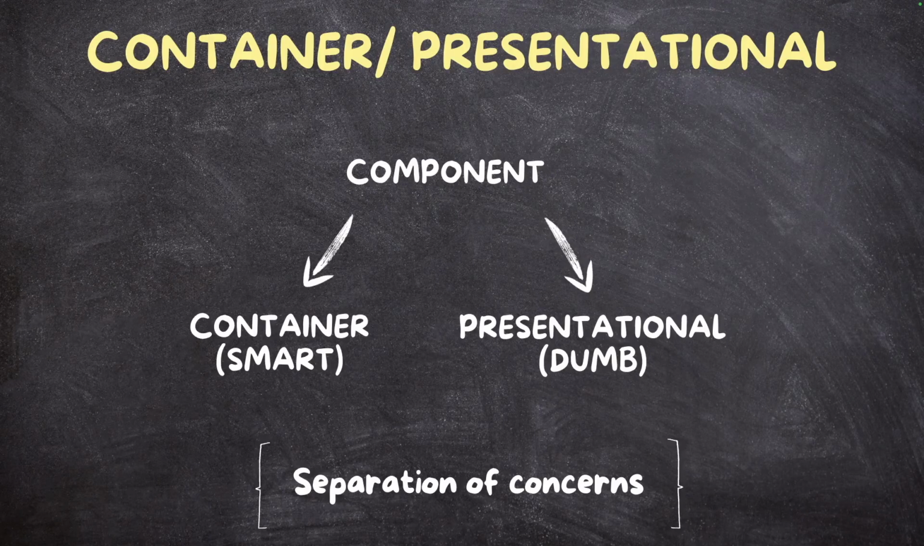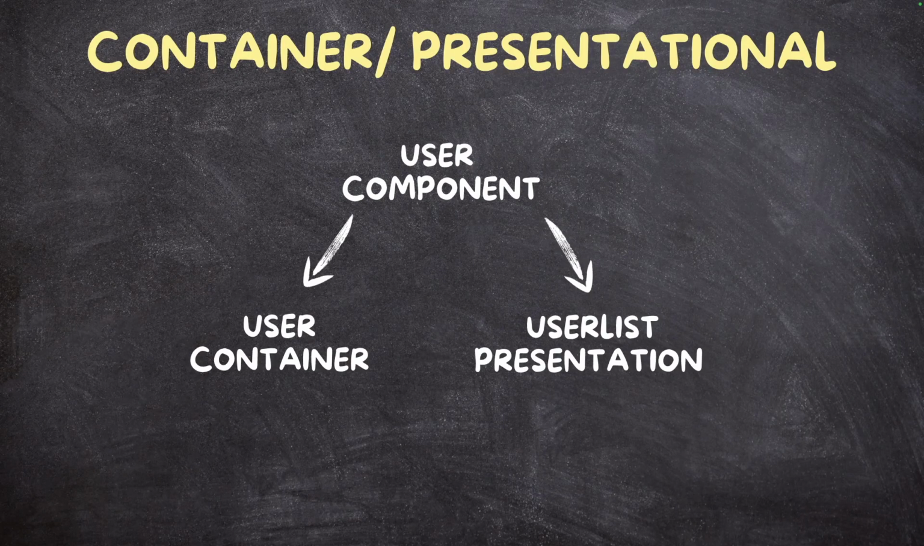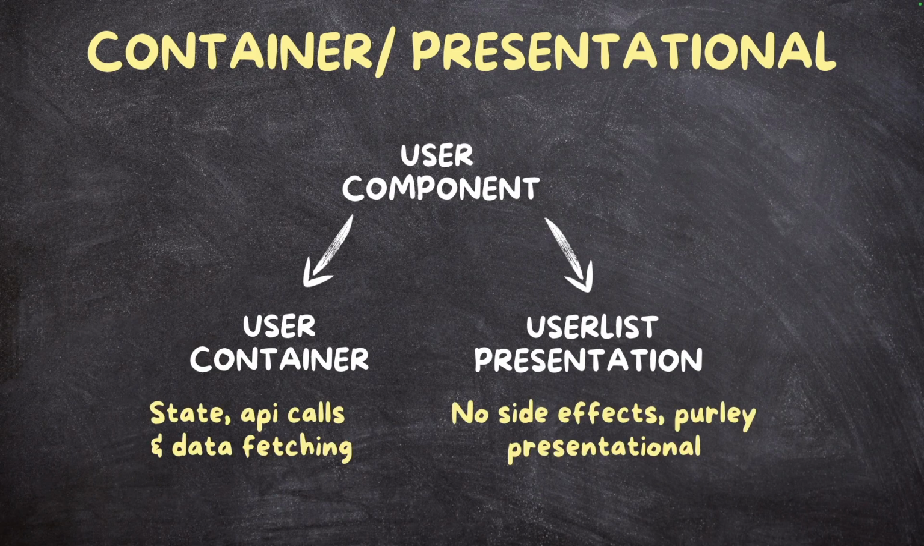Now let's see the same thing with a different example. So let's say we have a user component. Now we divide this user component into two different components, which will be a user container and a user list presentation. Now basically what will happen in this user container and what will happen in this user list presentation? So we will see that in the user container we have to manage the state, the API calls and the data fetching. And in the user list presentation, we will not have any side effects and this will be a purely presentational component.